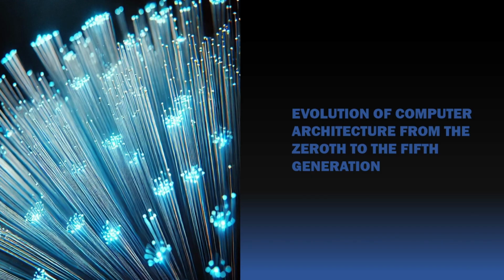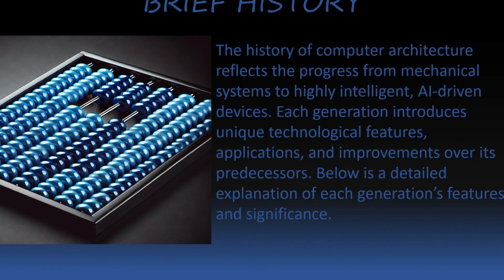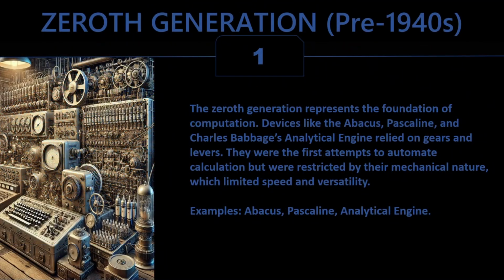Evolution of computer architecture from the 0th to the 5th generation. Brief history: the history of computer architecture reflects progress from mechanical systems to highly intelligent AI-driven devices. Each generation introduces unique technological features, applications, and improvements over its predecessors. Below is a detailed explanation of each generation's features and significance, starting with the 0th generation.